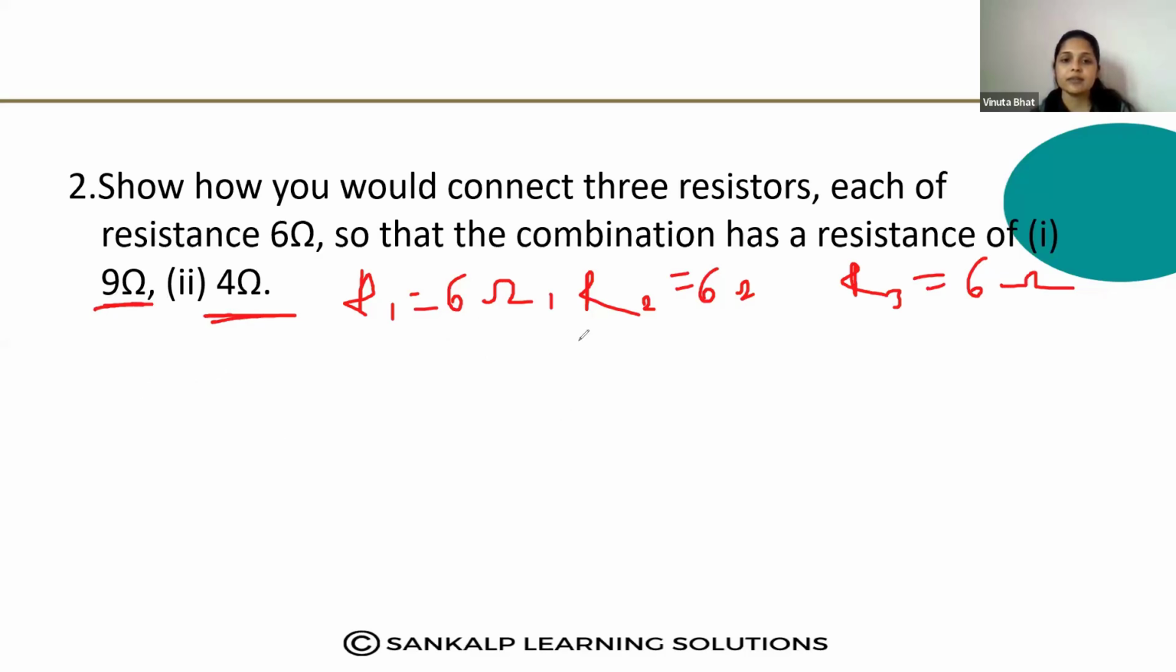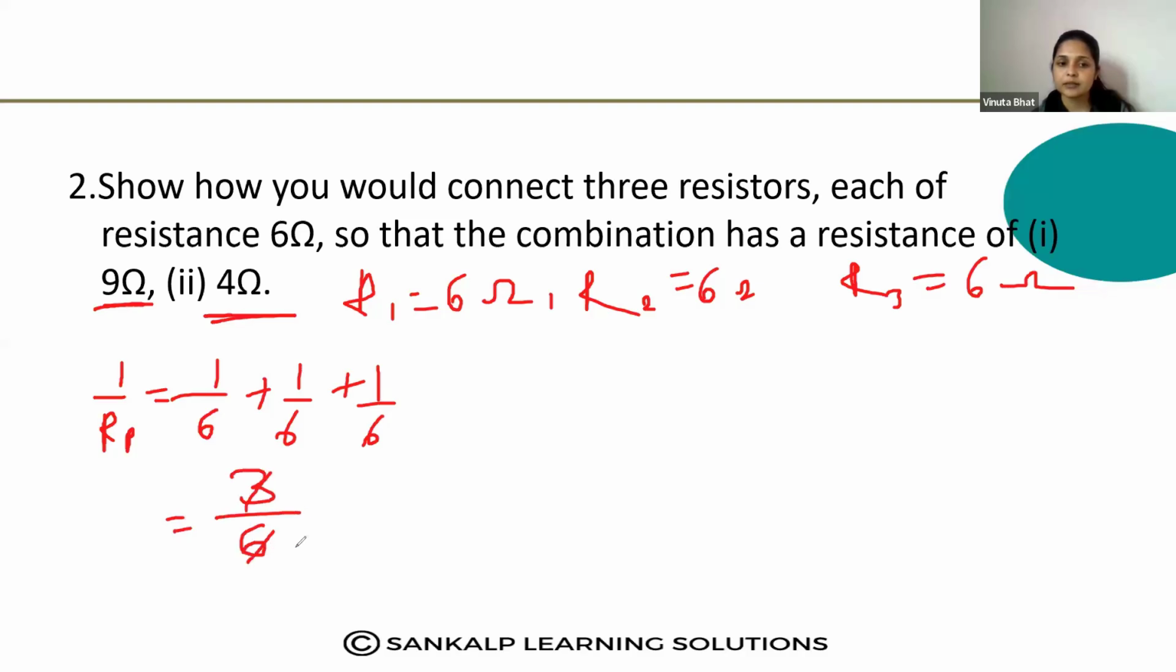First, I will take when all three resistors are connected in parallel. So in parallel, I will directly apply 1 by 6 plus 1 by 6 plus 1 by 6, that is equal to 3 by 6. 3 ones are 3, 3 twos are 6.